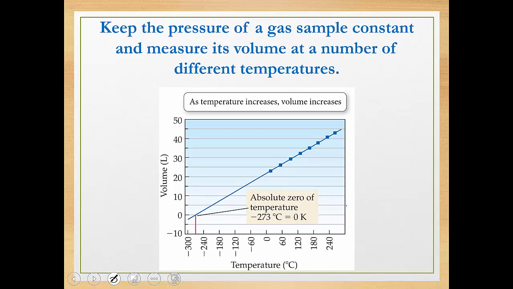All right, so if I keep the pressure of a gas sample constant and the amount of the gas constant, and then measure its volume at a number of different temperatures, I see the following relationship. Okay, so if I'm starting here at a low volume and a low temperature down here at the bottom, and then I start increasing the temperature, I see that the volume increases in a nice linear fashion. It just rises.